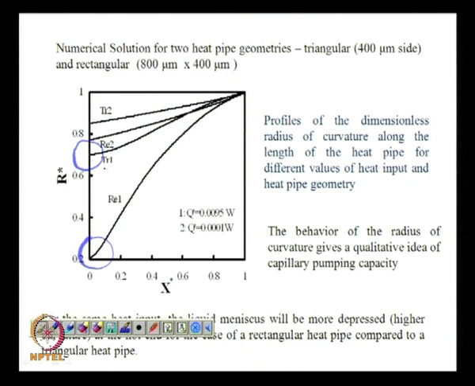So, that was the point which I wanted to make in the last class: just looking at the radius of curvature profile would tell you what the capacity of the heat pipe is in terms of transporting heat from one point to another.